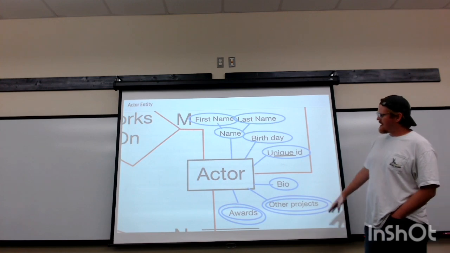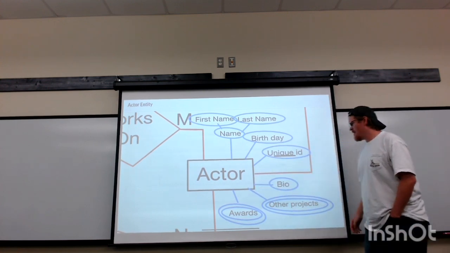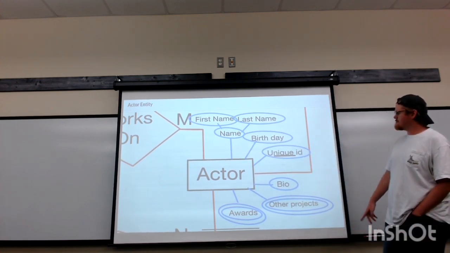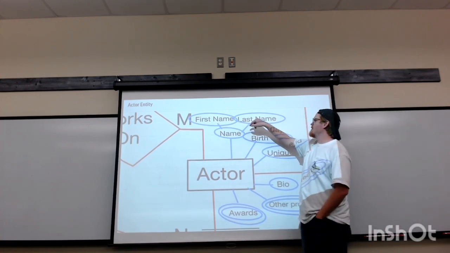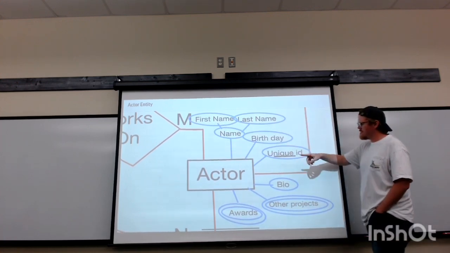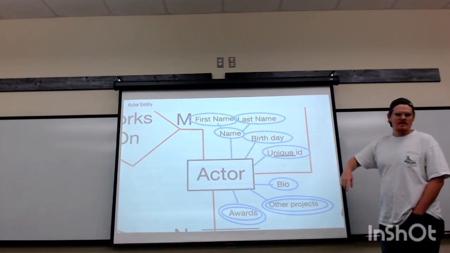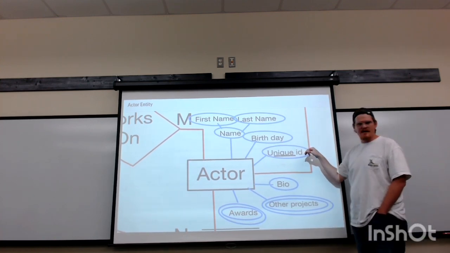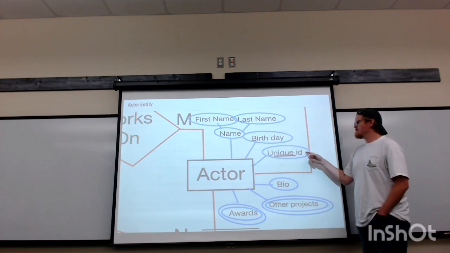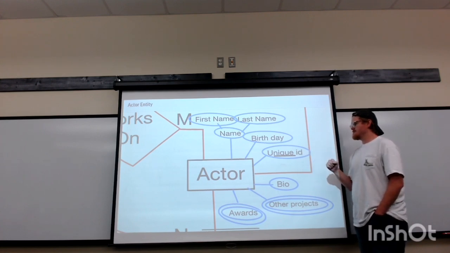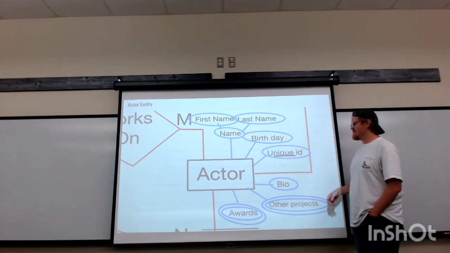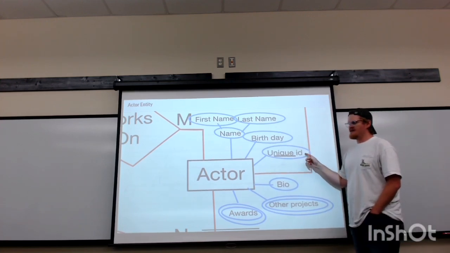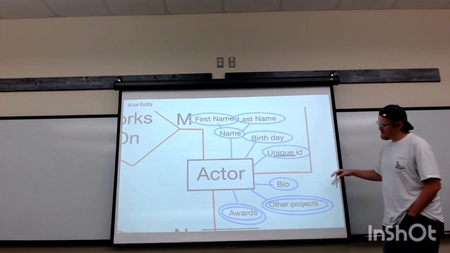Next, we have the actor entity. As we can see here, it's pretty simple. We have a name that includes a first name and a last name, a birthday, a unique ID, where this is going to be our key attribute for this entity. And the reason we are including this is because people can have the same name, and we would like to be able to find any specific person.